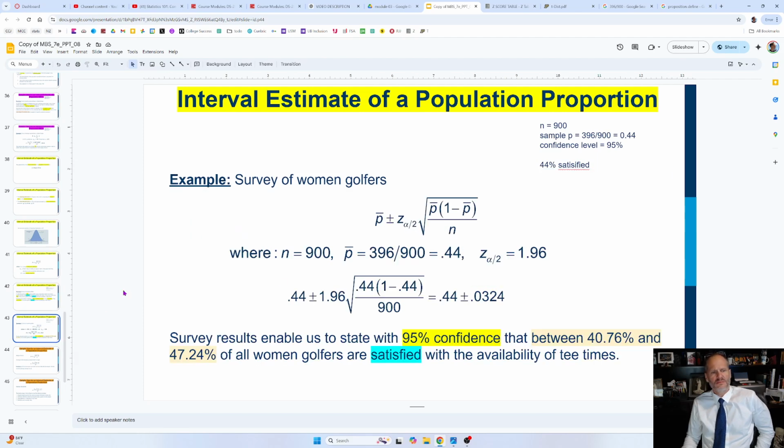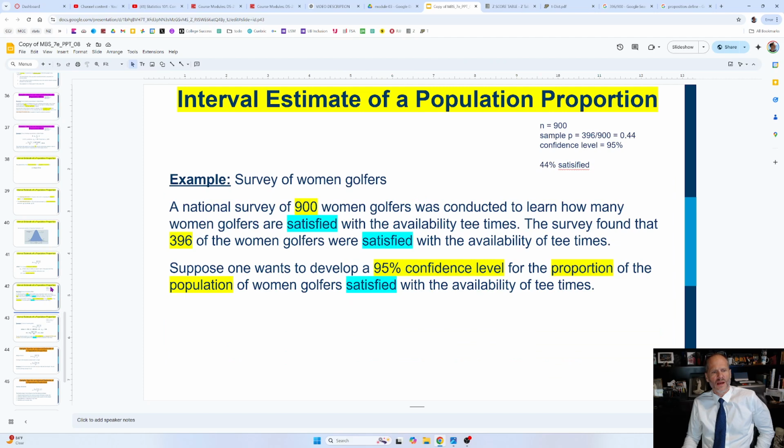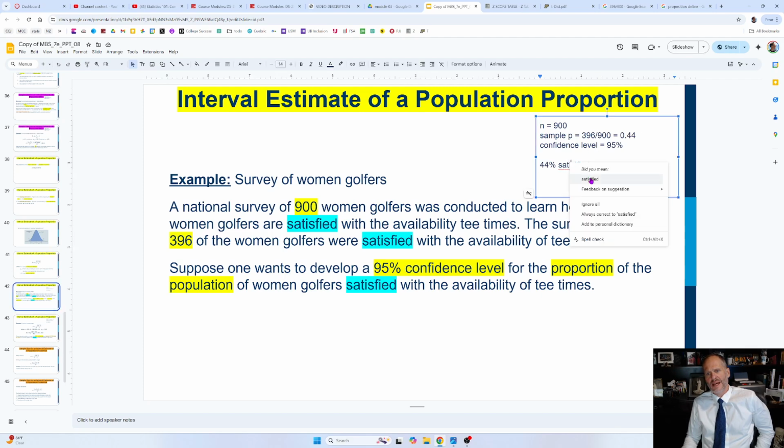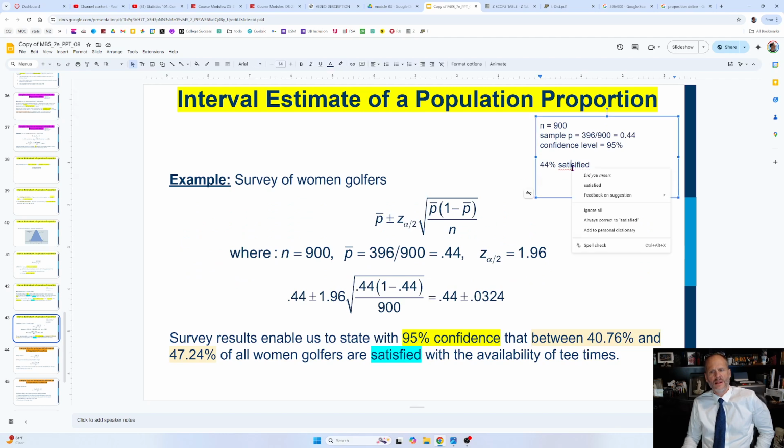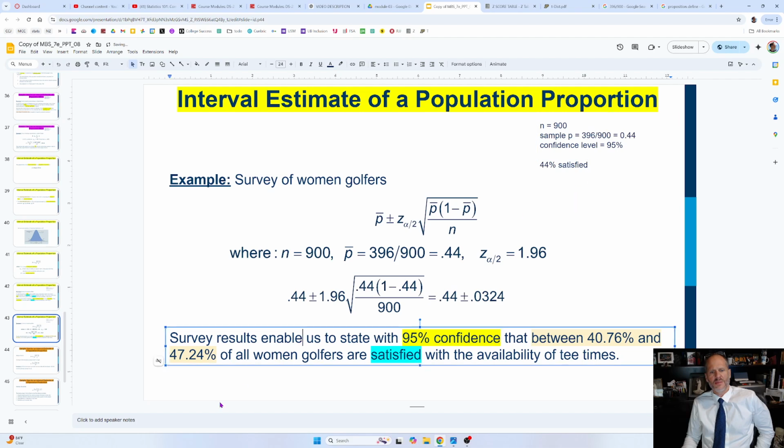And so here we are. We get all this stuff up here. Sample size is 900. Sample proportion is 396 over 900, or 0.44, or 44% are satisfied. And the confidence level is 95%. All right, that slide's cleaned up. And I need to make that correct. See, even I make errors.